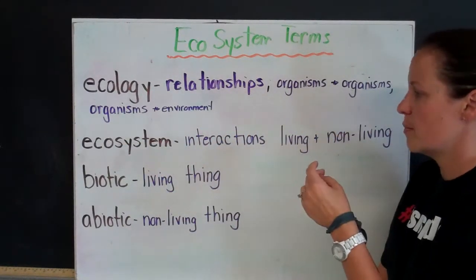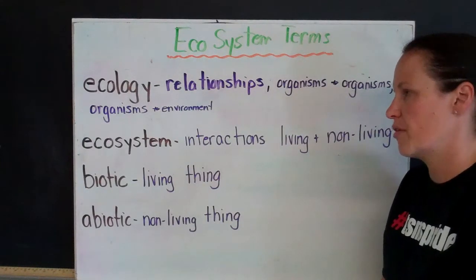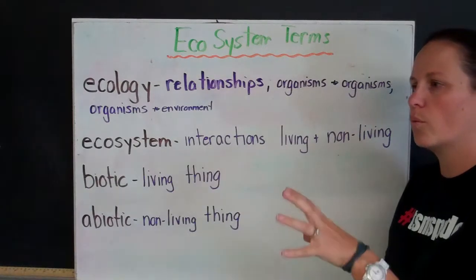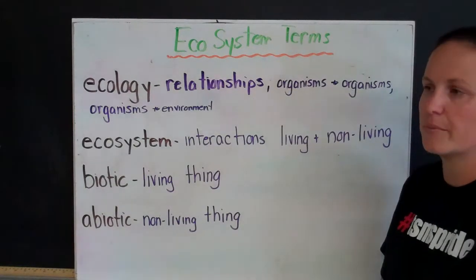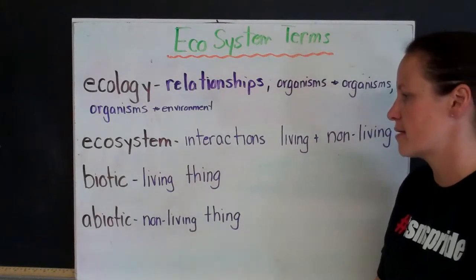Ecosystem. An ecosystem is studying the interactions between living and non-living things. So we might talk about things like the food web and how one organism relies on another organism, and the breakdowns in those ecosystems and what impact that has.